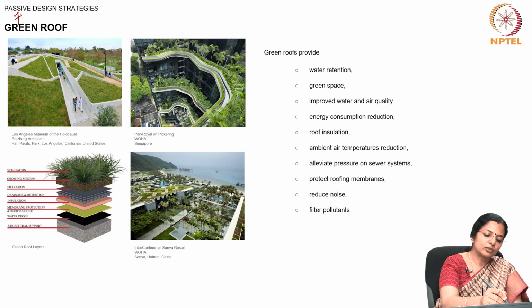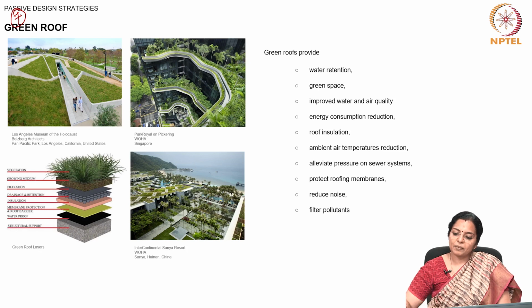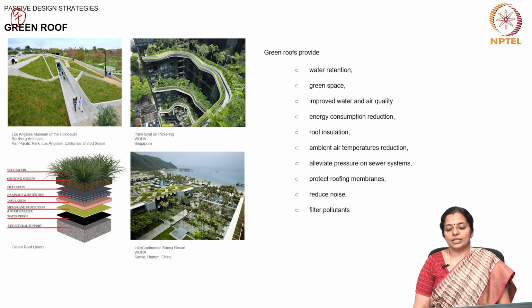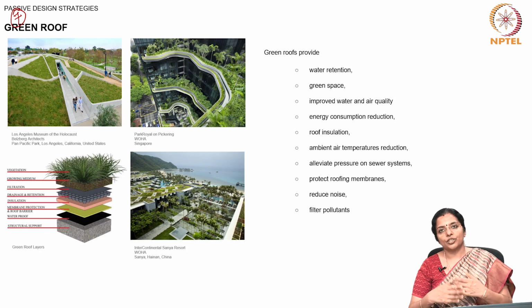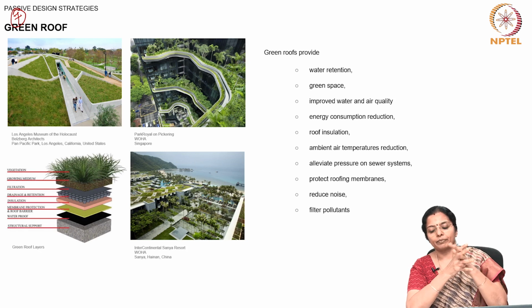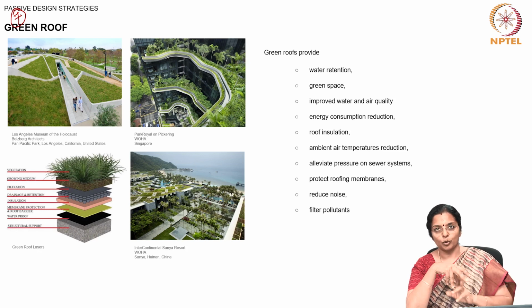The next criterion is to have a green roof. Green roofs are excellent in providing water retention or stormwater drainage. Water retention, as we had seen when we discussed green roofs, provides green space, improves water and air quality, reduces energy consumption, insulates the roof, provides ambient air temperature reduction, alleviates pressure on the sewer system, protects the roofing membrane, reduces noise and filters pollutants.